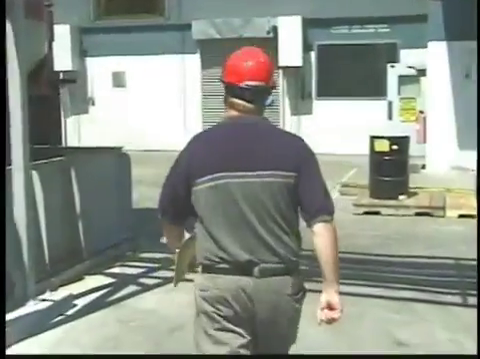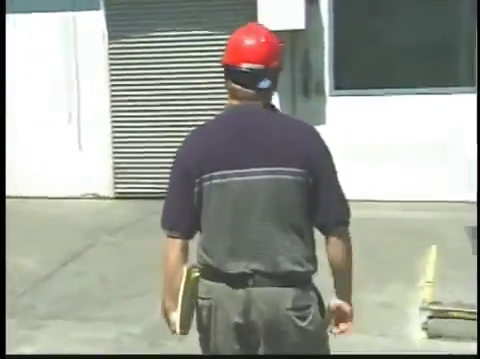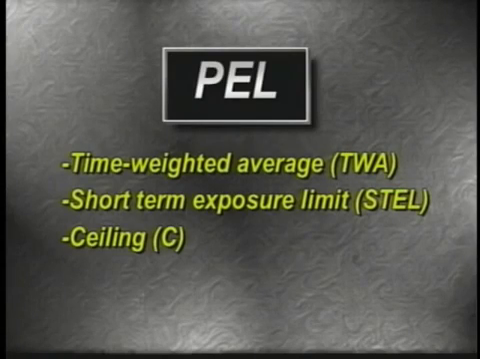Permissible exposure limit, or PEL. This is an exposure limit that is published and enforced by OSHA as a legal standard. PEL may be either a time-weighted average, TWA, exposure limit within an 8-hour period of time, or a 15-minute short-term exposure limit, STEL, or a ceiling, C.